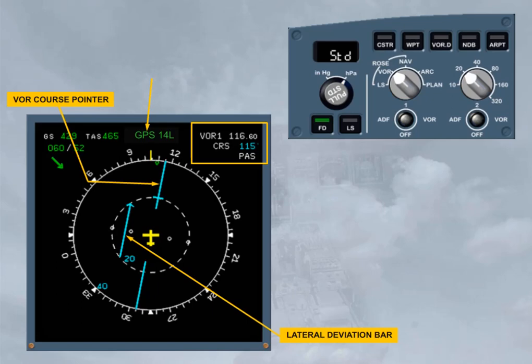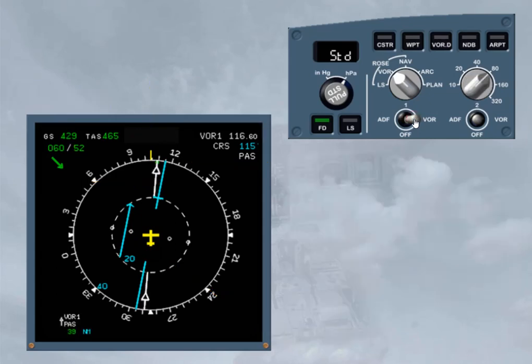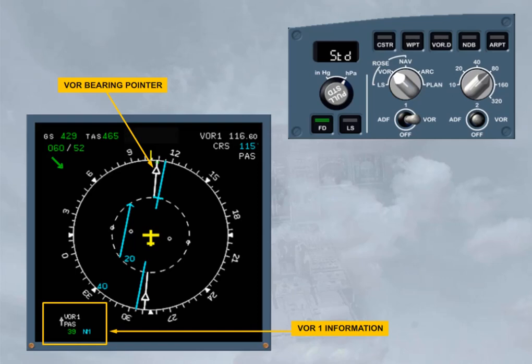Let's now display the VOR bearing pointer. Select VOR 1. Click on ADF VOR selector 1. Notice that there is a white VOR bearing pointer and VOR information associated with the pointer. This information is available even if a course hasn't been selected on the MCDU RADNAV page. The number 1 pointer is represented by a single line.